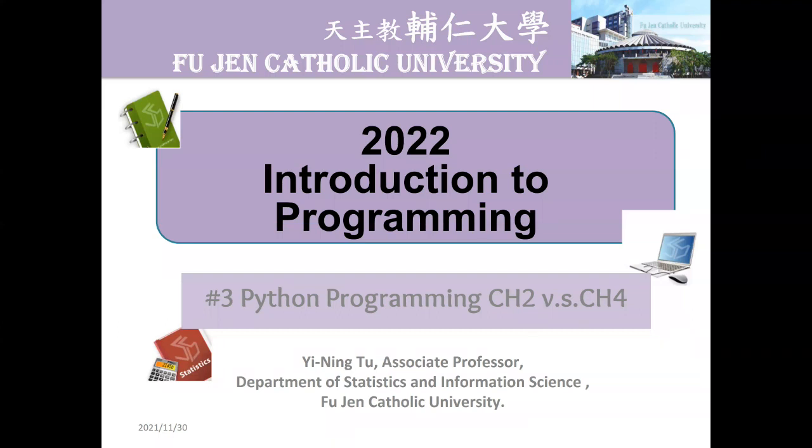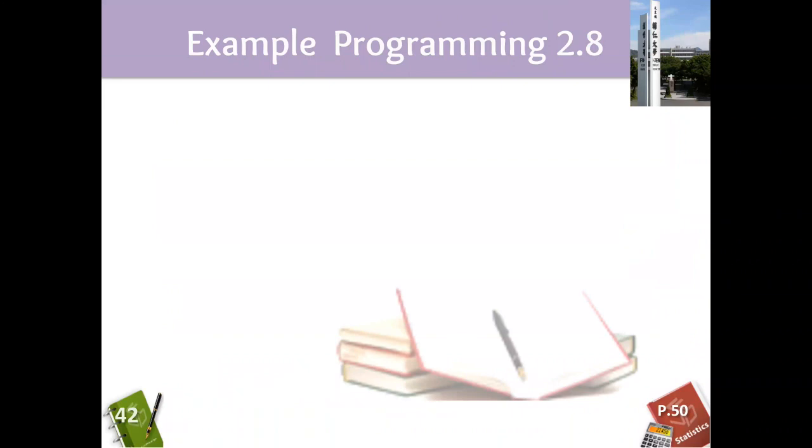Today we'll talk about the last part of chapter 2, and we also will introduce chapter 4. So first of all, we left some questions until today. For example, we want to process the program. Example 2.8, you can find in your textbook on page 50. So what kind of problem is it? It is a monthly payment for a loan.